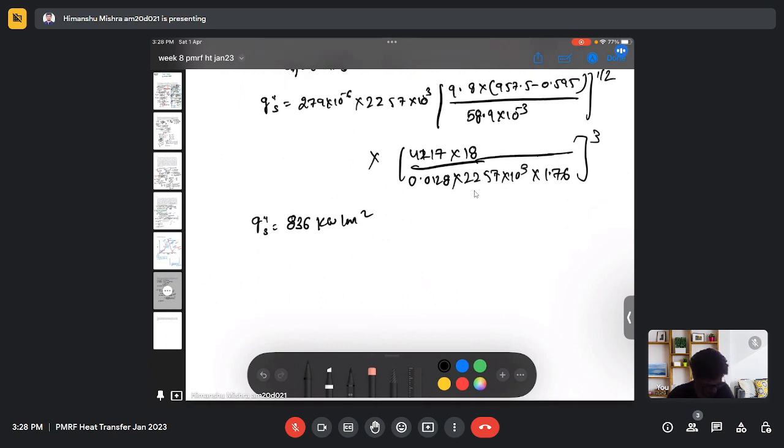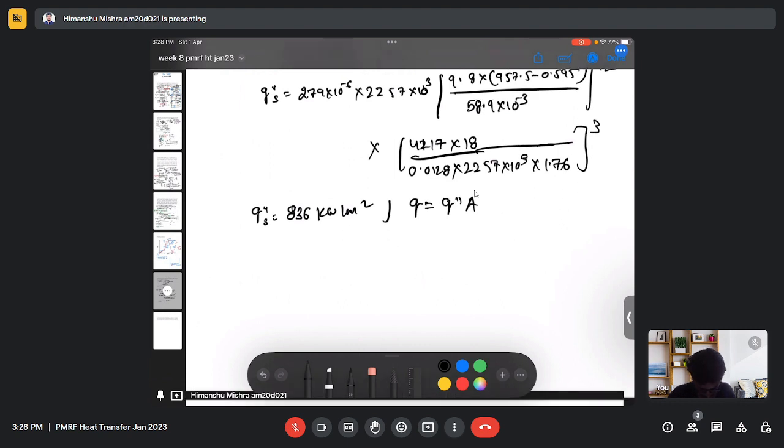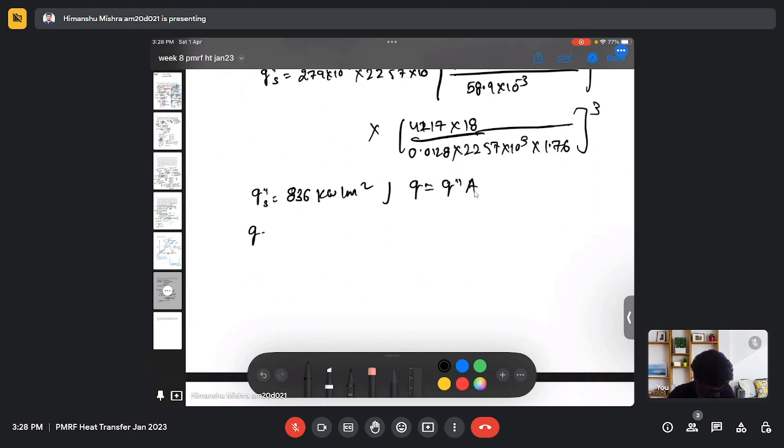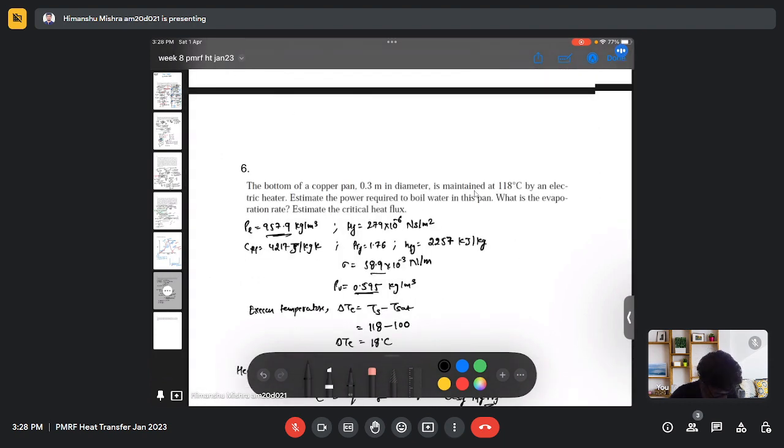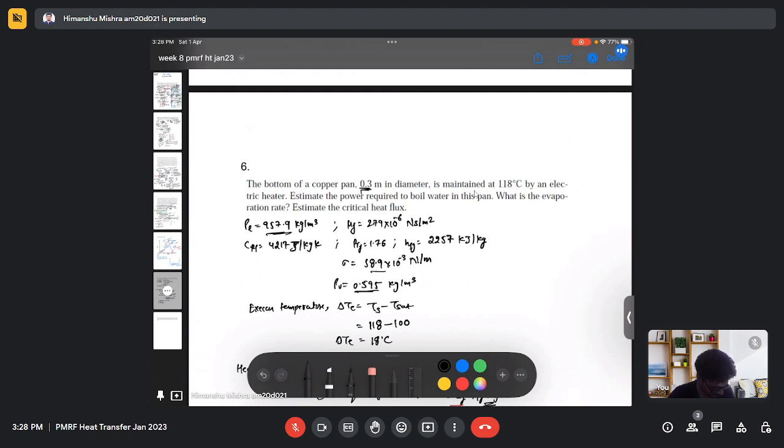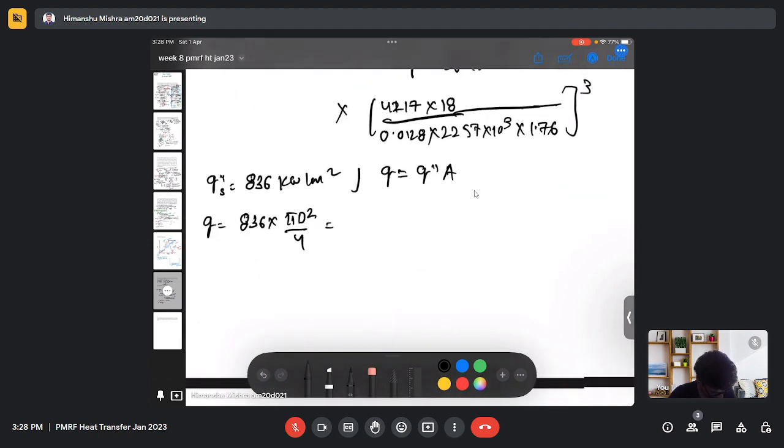So to find the total heat, I have to multiply this heat flux with the cross-section area of the heater. So this is my cross-section area, and we have been given a diameter of 0.3 meter. So my total heat is 59.1 kilowatt. So this will be my total heat.